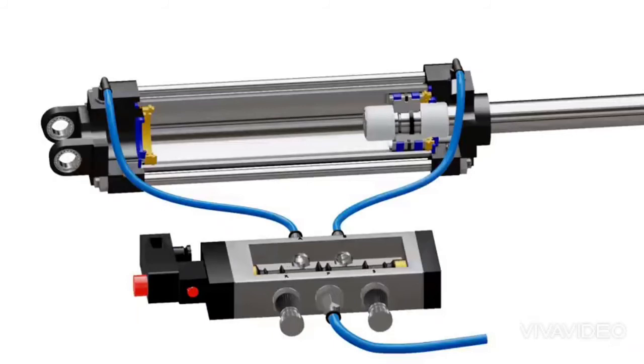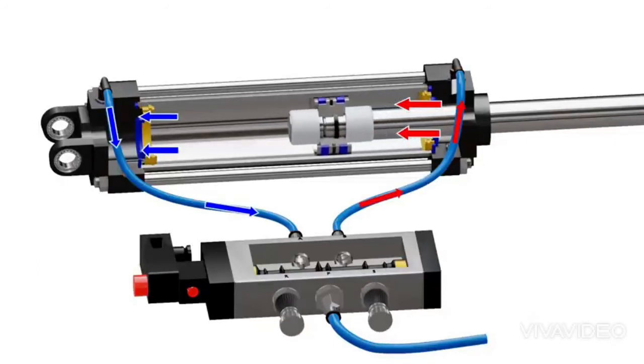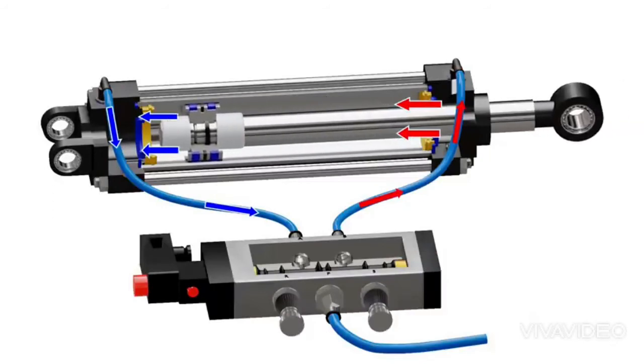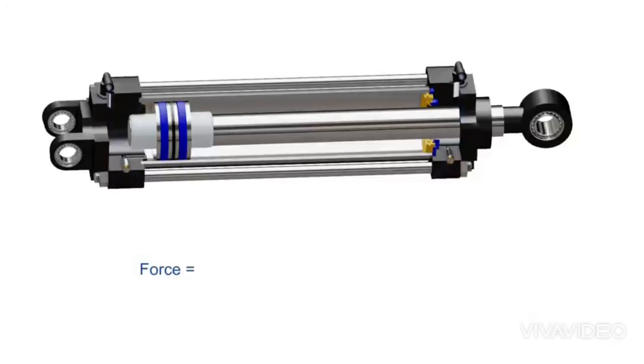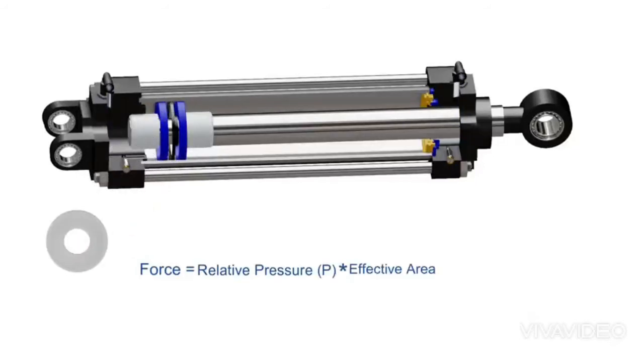During the retraction stroke, the valve directs compressed air to the head end of the cylinder. This causes the piston to return and air in the other chamber escapes from the exhaust port R. The theoretical force of the actuator is the relative pressure on the piston multiplied by the effective area of the piston on which pressure is exerted. Here, the relative pressure is the pressure of supplied air minus the atmospheric pressure.